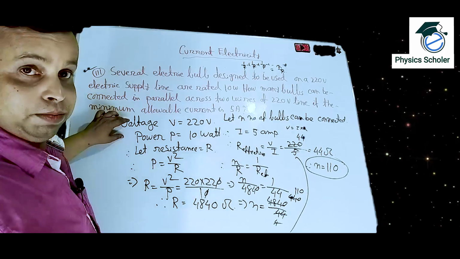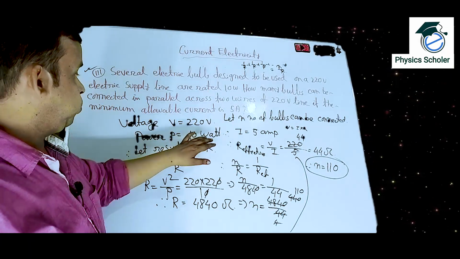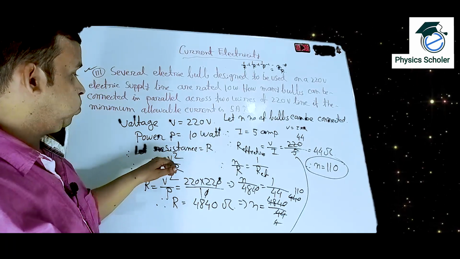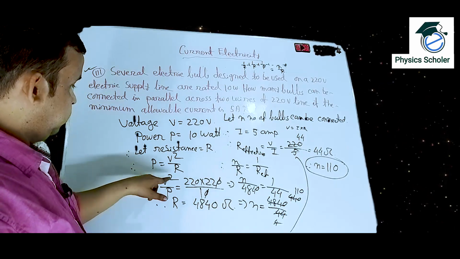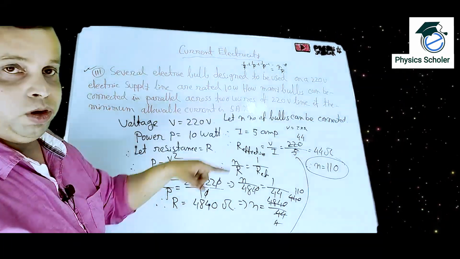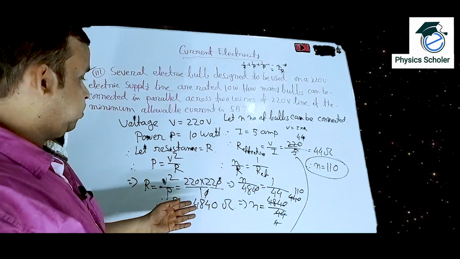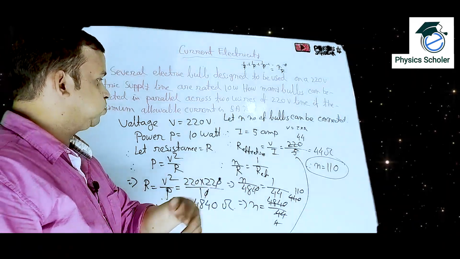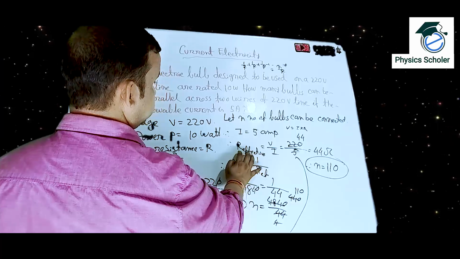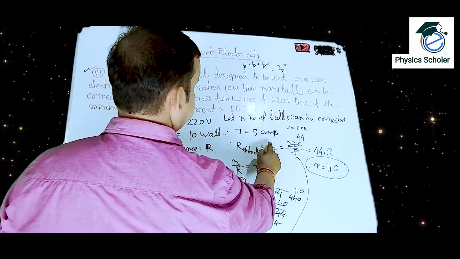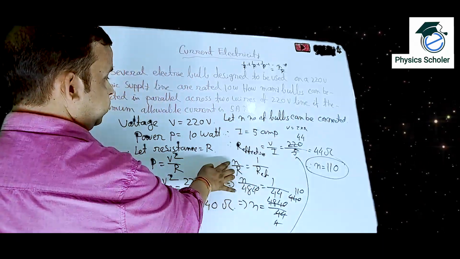Clear? So I am explaining once again. Voltage V is equal to 220 volt. Power P is equal to 10 watt. So let the resistance be R. P is equal to V square by R. This formula I have shown. So R is equal to V square by P. V square means 220 into 220, the voltage of the circuit, and power P is given as 10. So the resistance will be 4840 ohms. Now let n number of bulbs be connected. So I is equal to 5 ampere. So the effective resistance of the circuit will be V by I, 220 by 5, is equal to 44 ohms. Now let us assume n number of bulbs are connected. Then what will be the equivalent resistance?